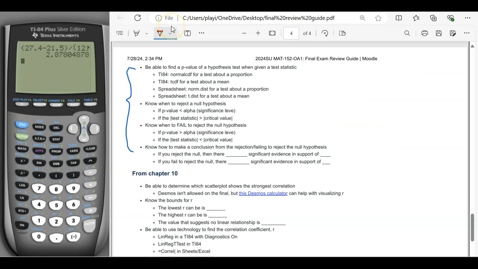All right, if you reject the null hypothesis, then there is significant evidence in support of the alternate hypothesis. If you fail to reject the null, there is not significant evidence in support of the alternate. Okay, so rejection is because there is significant evidence. Failing to reject is because there is not significant evidence. Make sure you understand that.